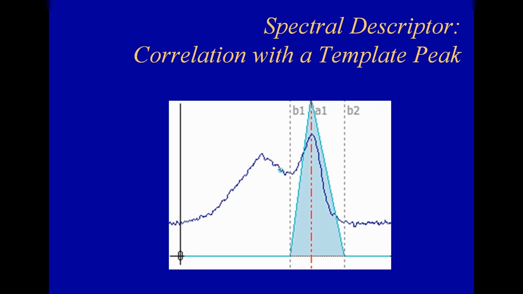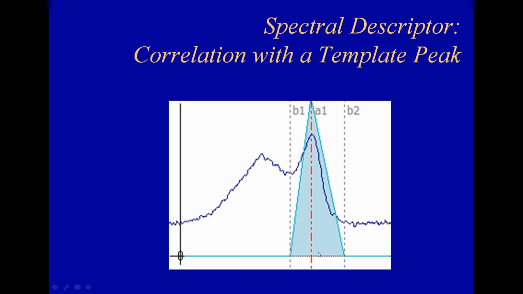Currently the most interesting spectral descriptor, which is quite powerful, is the correlation with a template peak. The idea is quite simple. You define a template spectrum which contains a triangular peak, so the entire spectrum, this blue-green line here, is 0 except for the region where this template peak is defined. Within that region there is a triangular peak which starts at the marker B1, goes up to the marker A1 and goes down again to the 0 line at the marker B2.